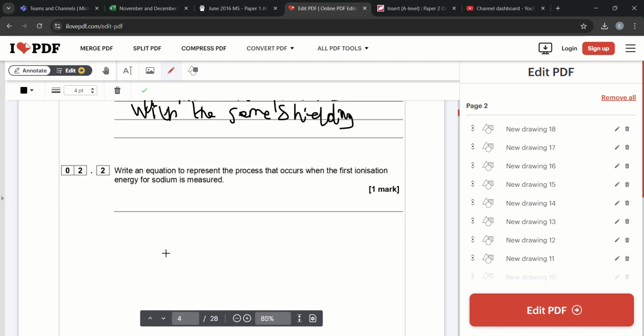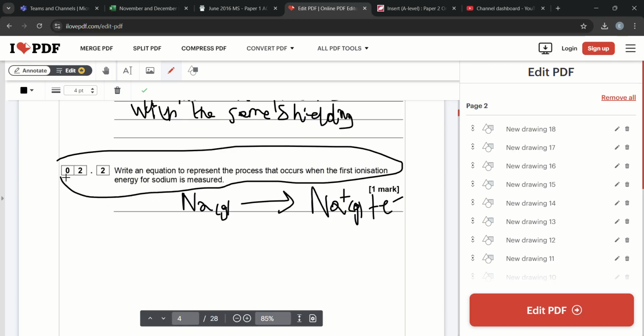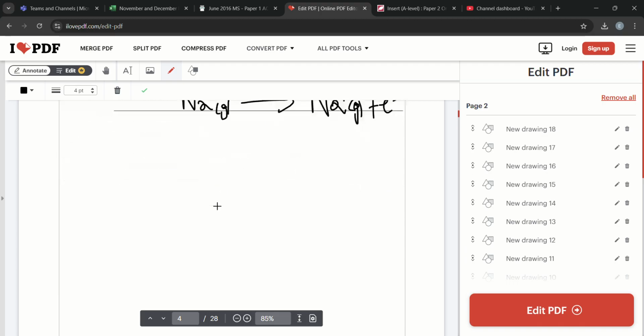Question 2.2, write an equation to represent the process that occurs when the first ionization energy for sodium is measured. It's going to be Na(g) → Na+(g) + e-. They really like asking for equations representing a process for first or second ionization energy. But the key idea is the one with the positive charge. This is just going to be 1 minus this. So if this is a positive 1, it's going to have a charge of 0, so nothing.